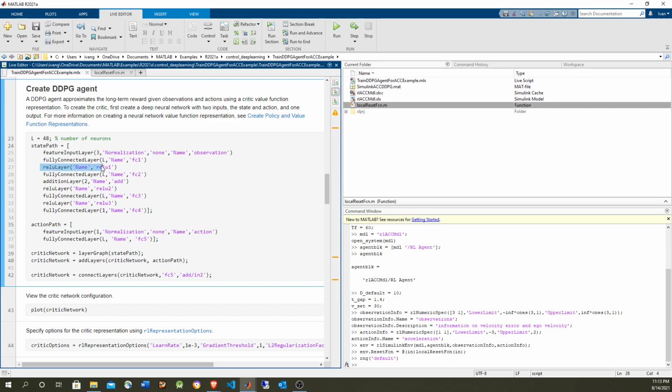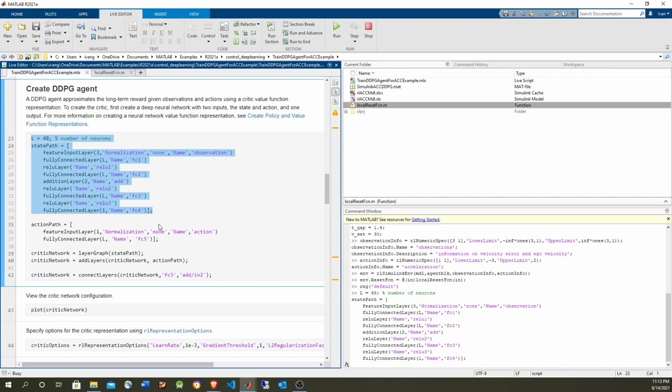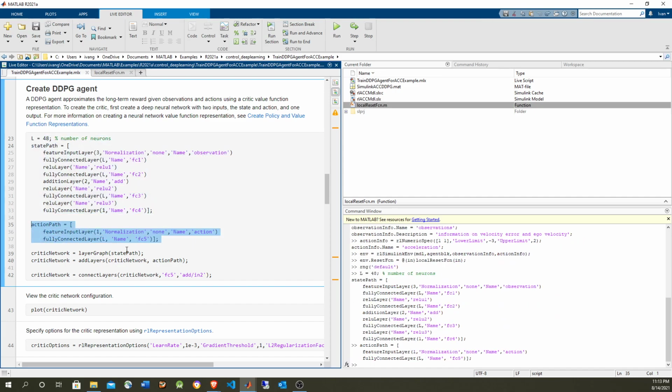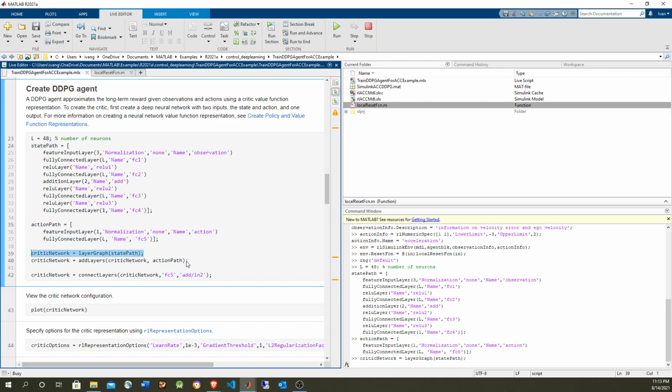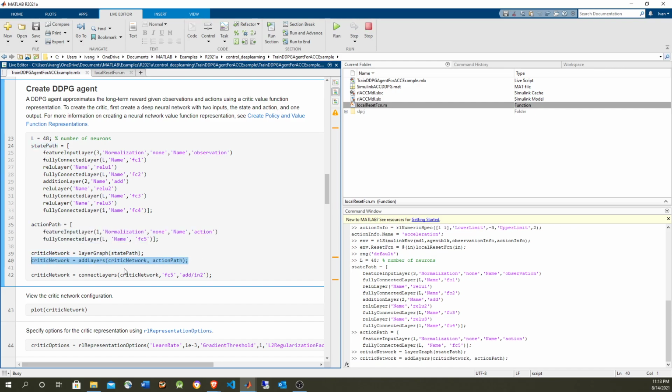There's also a rectified linear unit to create that non-linearity, and we have an addition layer that is going to connect the path of observation and the path of action. So we have the path of observation. The fully connected layers are going to use 48 neurons for each one of them, and then we add both of the paths to the critic, and finally the output of the action path is going to be connected to a second input of the addition layer.